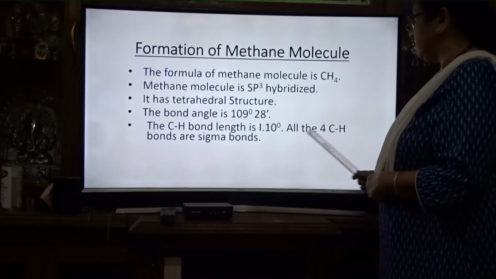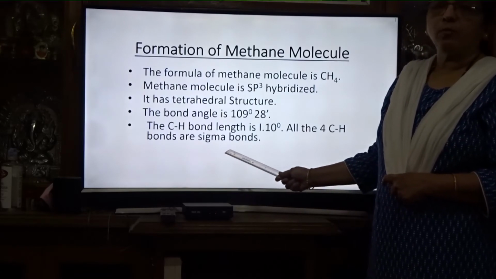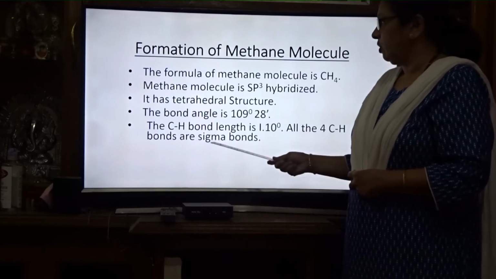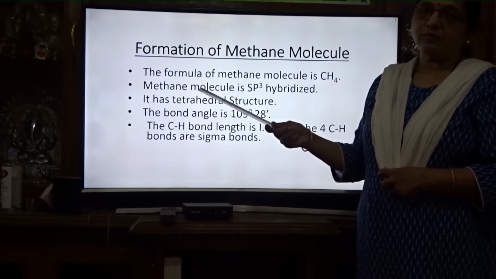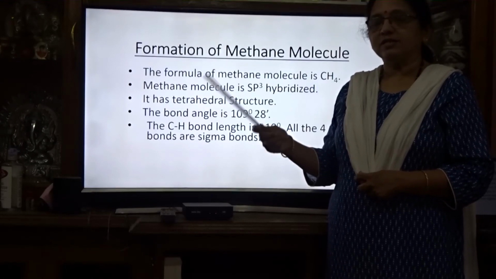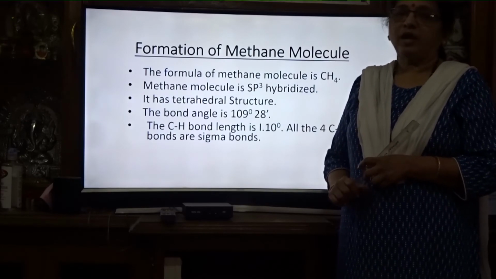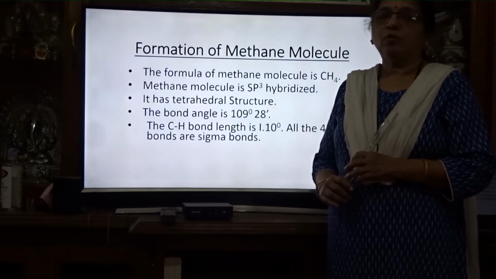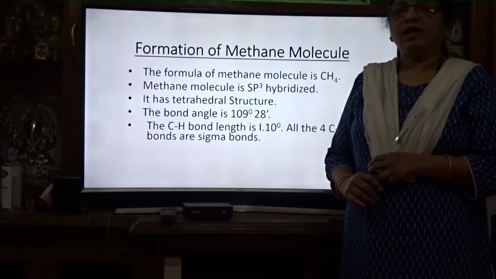All the 4 C-H bonds are sigma bonds. What do you mean by sigma bond? A sigma bond is formed by axial overlapping of orbitals. In the first lecture on hybridization we studied what a sigma bond and a pi bond are. A sigma bond is formed by axial overlap, and a pi bond is formed by lateral overlap. But in this methane molecule we are concerned only with sigma bonds, which are formed by axial overlap.